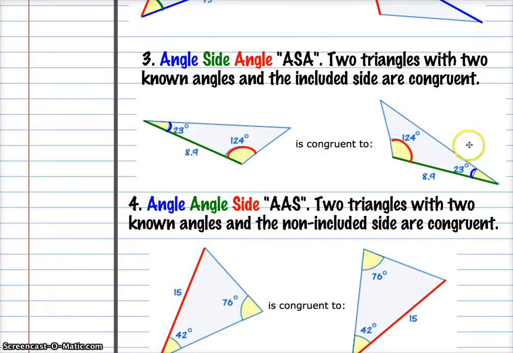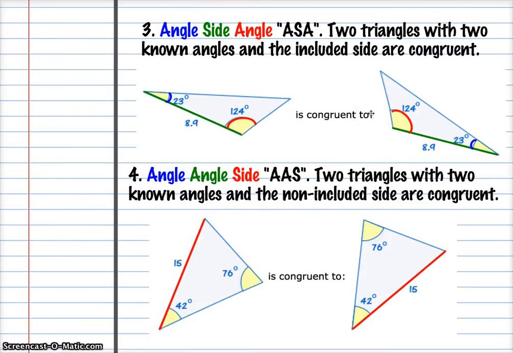Because of this, when you draw this line, this 8.9, and you draw this 124 degrees and this 23 degrees, the only way that these 2 will meet is at this point. They can't meet anywhere else.